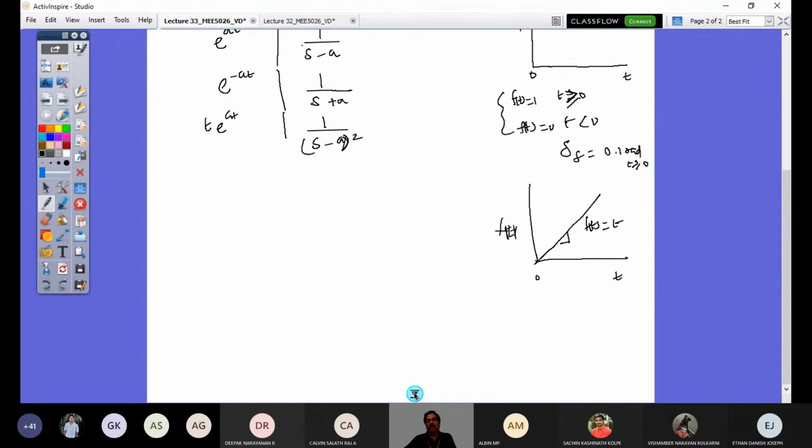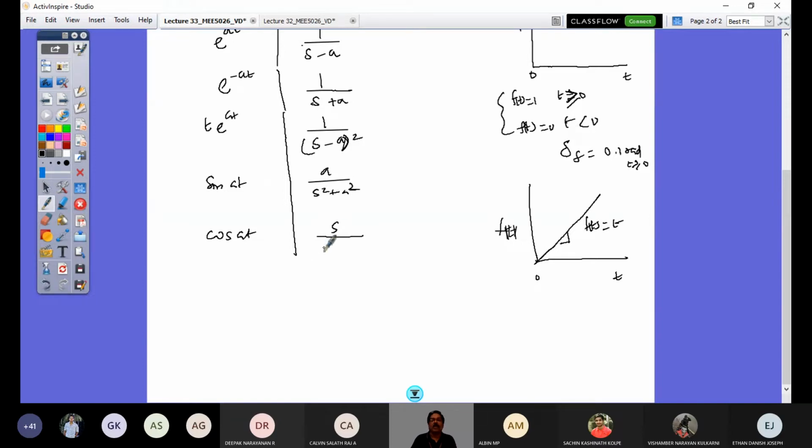That means harmonic functions. So harmonic functions are the periodic functions, right? So I can have sine at, then my Laplace transform is a by s squared plus a squared. I can have cos at, then it is s by s squared plus a squared. Instead of a for sine, here it is s in the numerator, and then s square plus a square.